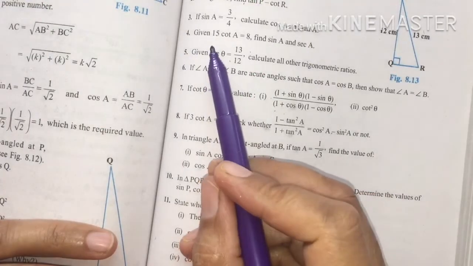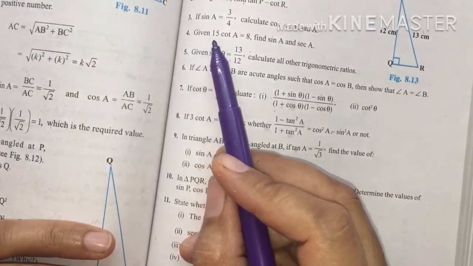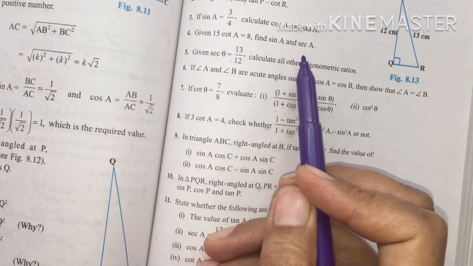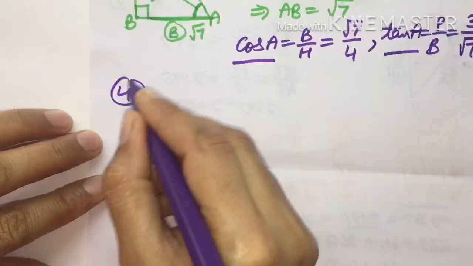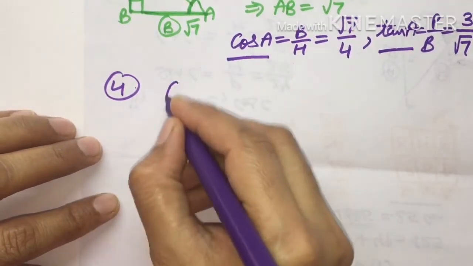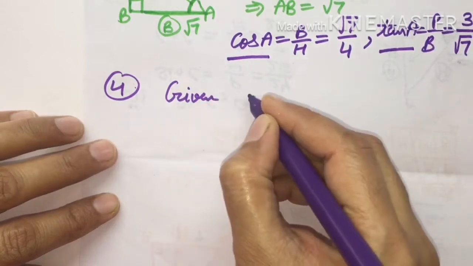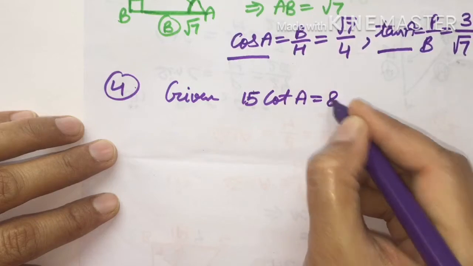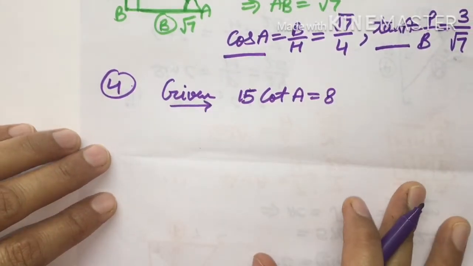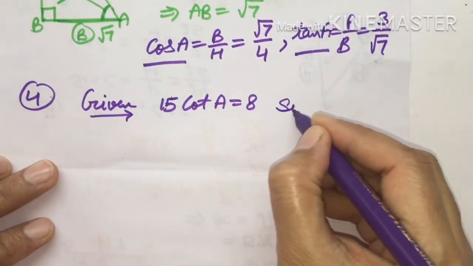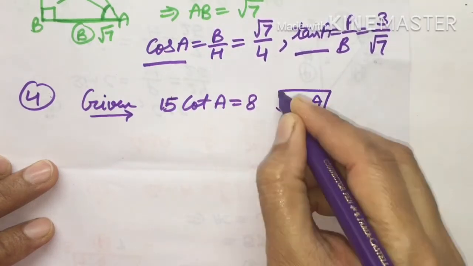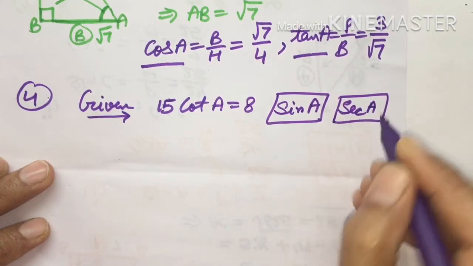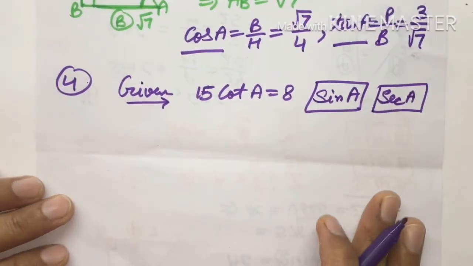Question number 4 of exercise 8.1. Given 15 cot A is equal to 8. Find sin A and secant A. Question number 4. It's given in the question that 15 cot A is equal to 8. This thing is given, and we have to find out the value of sin A and value of secant A. These two things we need to find out in this question.